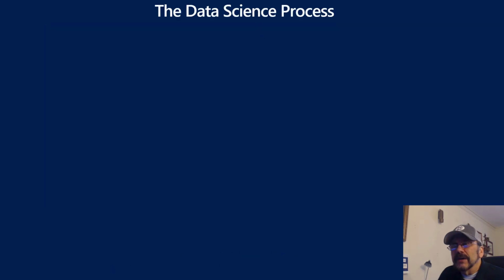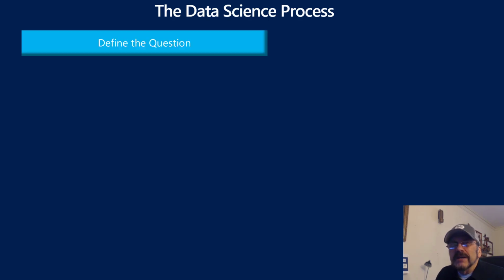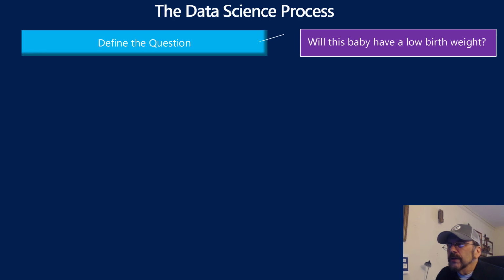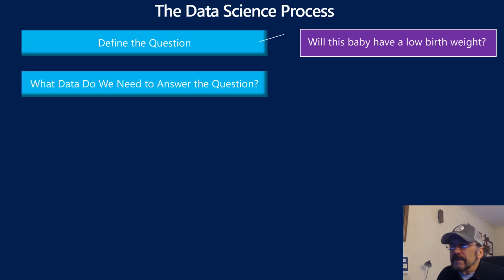Let's go a little deeper and talk a little more about specifics. And this is where later on you'll see we're going to map those specifics to the Azure Machine Learning Service. I have to remind myself of the name. So we start by defining a question. Let's think of the question: will this baby have a low birth weight? That's really what we're trying to determine. Now we know what we want to be able to predict.